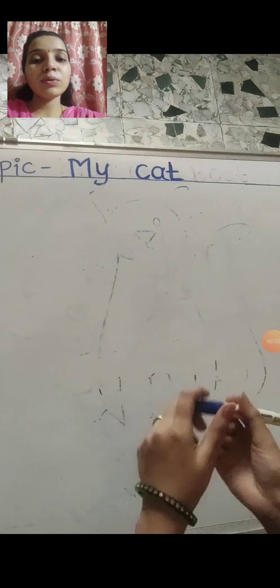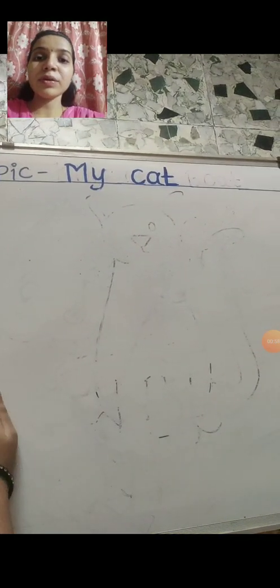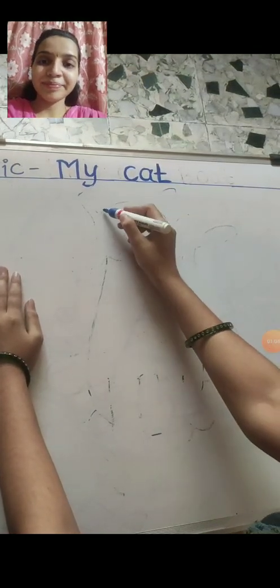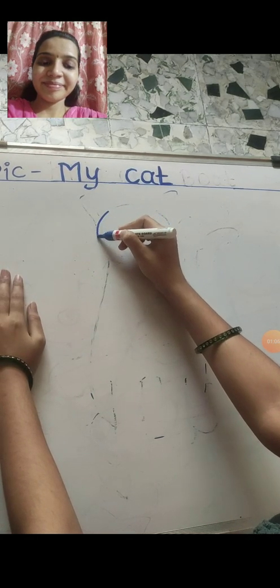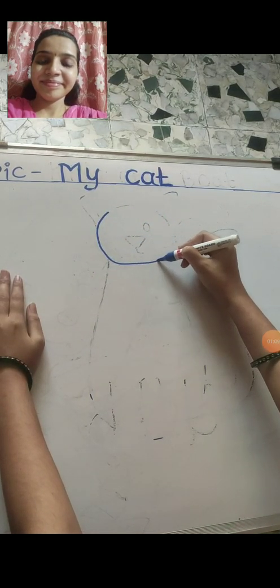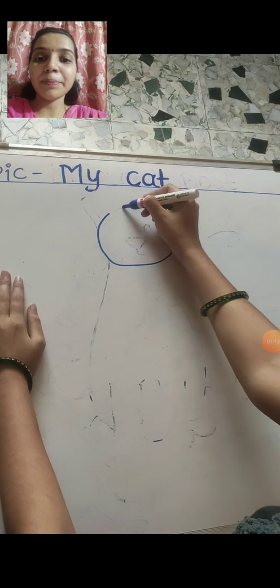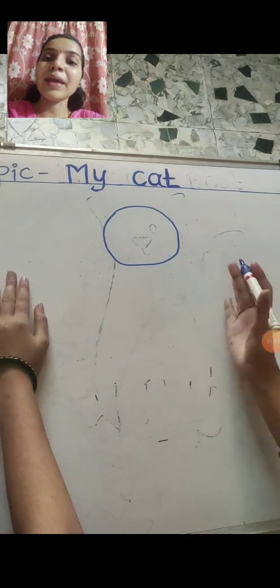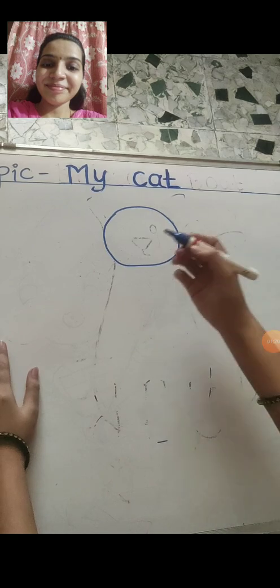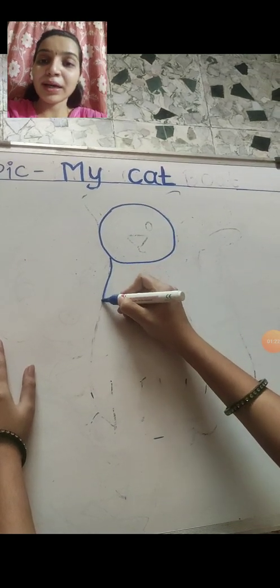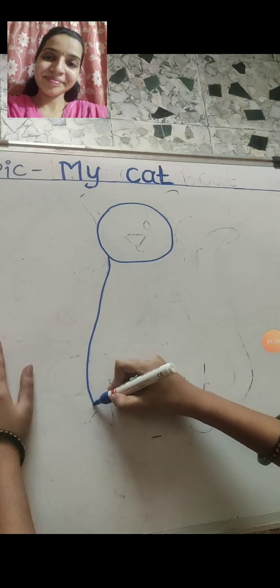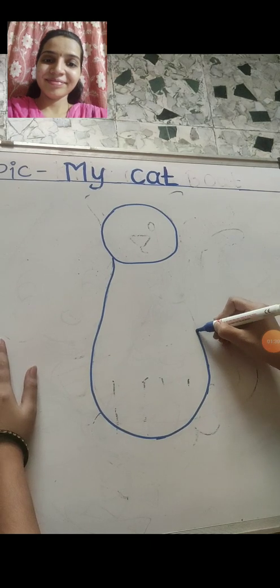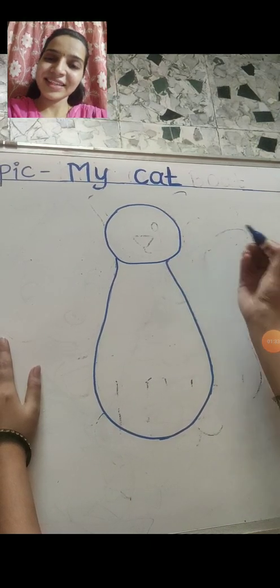Okay, so for drawing the cat, first we will draw the head. For the head, I am drawing a circle shape like this. Make a big circle shape. Now for the body, make a U shape, a big U shape. How much big am I making? This broad from down. This. Okay.